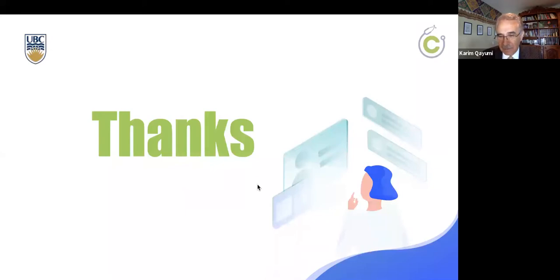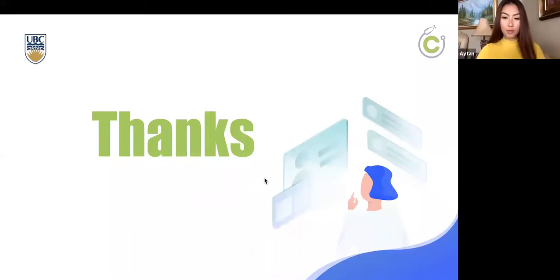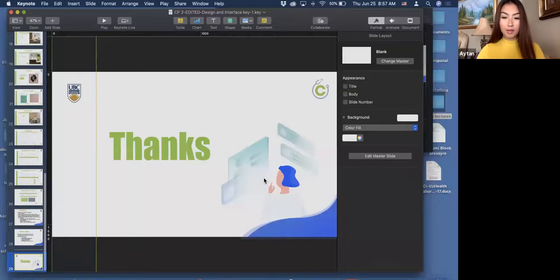Aitan? Sure, yes. So the first question we have here is from Susan Ahmed, and she's asking, the feedback is summative rather than formative post each case. What is the underlying reason for that?